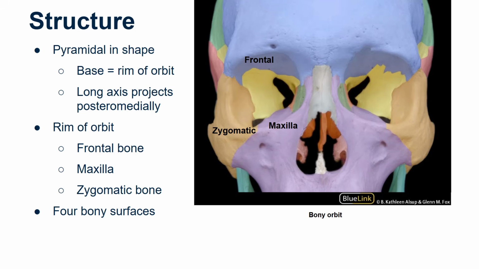The orbit is pyramidal in shape. The base of the pyramid is the outer rim of the orbit, and there are going to be four structures that all converge posteromedially along the long axis of the orbit. The rim is relatively simple. There are three bones which comprise it: the frontal bone, the maxilla, and the zygomatic. And these are going to have periostea that will contribute to an orbital septum, which we'll discuss in a subsequent video.